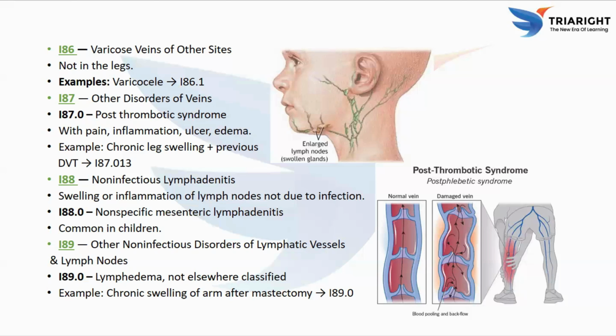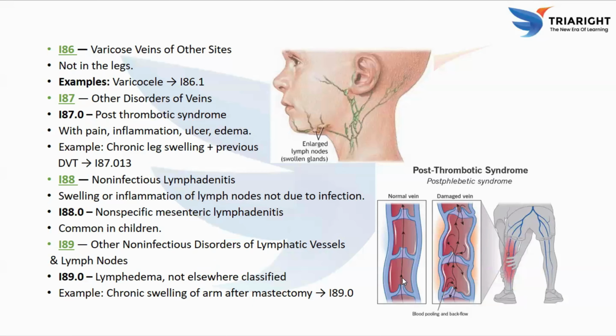So for example, I87.0 is post-thrombotic syndrome. This syndrome happens after a previous DVT. If a clot damages the walls, the blood cannot move upward, so this results in pooling and then swelling. So what are the symptoms of I87.0? Chronic leg swelling, pain, inflammation, skin discoloration, and also venous ulcers. What is the example? A chronic leg swelling plus a past history of DVT. So what do you have to assign? You have to assign the code I87.01.